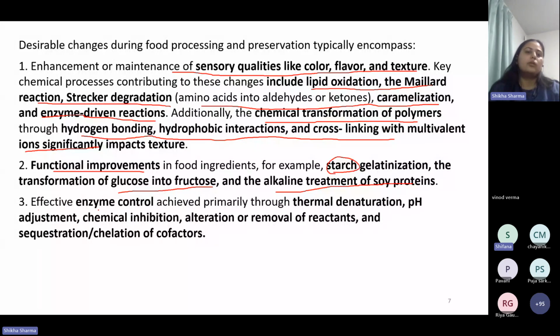The third is we control the enzyme with the help of either increasing the temperature or changing the pH or doing chemical inhibitions or alterations or removal of reactants, and sometimes we do chelation. So we do such kinds of processing which help in the enhancement of the quality or the organoleptic quality or the shelf life of food products.